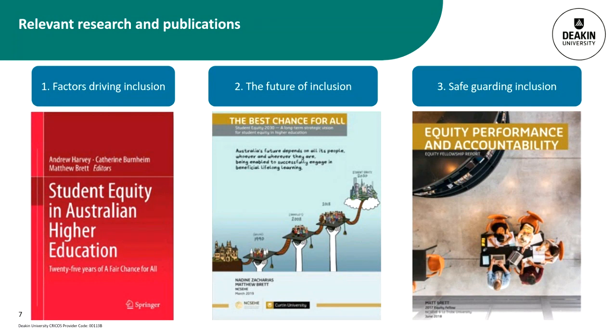Within that book, I prepared the disability-related chapter on the drivers of inclusion and some of the policy influences on that topic. In terms of the future of inclusion, myself and others from the National Centre for Student Equity in Higher Education led some national consultation around a long-term policy statement for equity in Australian higher education, which was released earlier this year, and we called that the best chance for all. So we've been thinking a little bit about the future of inclusion. Thirdly, when it comes to safeguarding inclusion, I did a fellowship through the National Centre for Student Equity in Higher Education titled Equity, Performance and Accountability. So I've been thinking a lot about how we ensure that our policy and our governance and our practices really integrate equity as well.